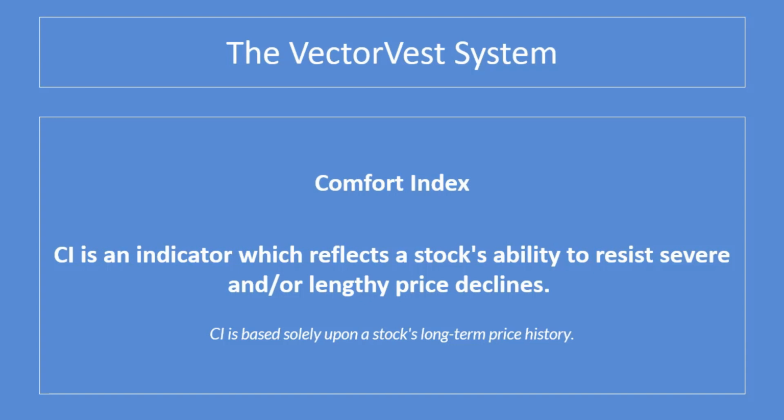Where RT measures the short-term price performance, CI measures the long-term price performance. It's measured on a scale of 0 to 2 as well, with values above 1 being favorable and values below 1 being unfavorable. It's also a purely technical indicator. So now that we've defined the indicators, let's use them to help us find stocks that we like to trade.